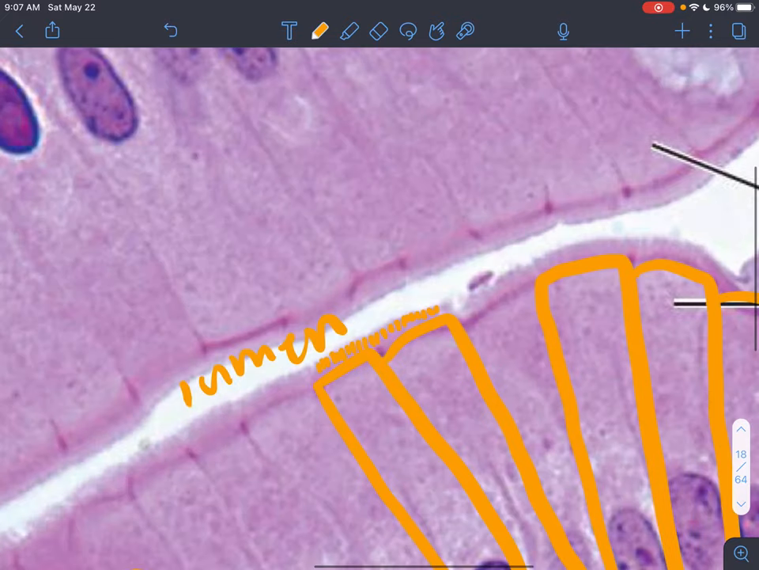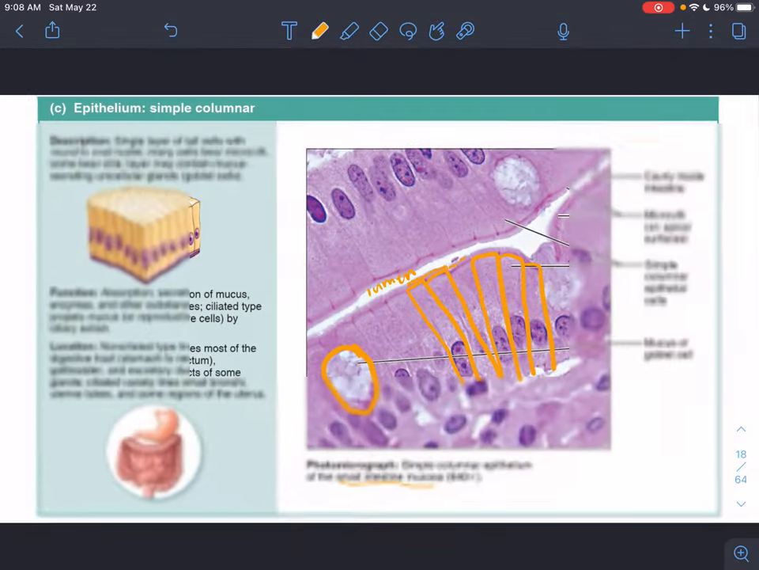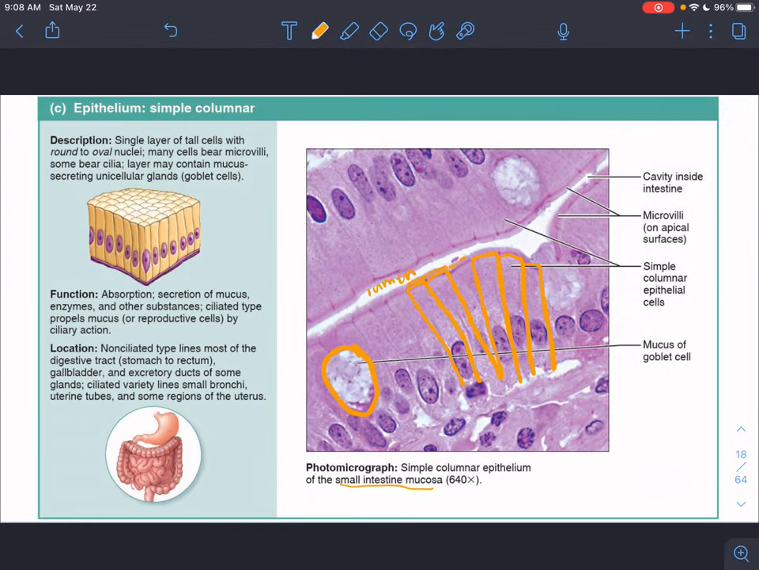And again, remember, we have these microvilli to increase the surface area so that we can absorb more nutrients more easily. So a big function of simple columnar epithelial tissue is absorption. And because we have these goblet cells in it, it secretes enzymes, mucus, and other substances. And the location for this, mostly lining the digestive tract. And also it's going to be in glands, bronchi, the uterine tubes, uterus.